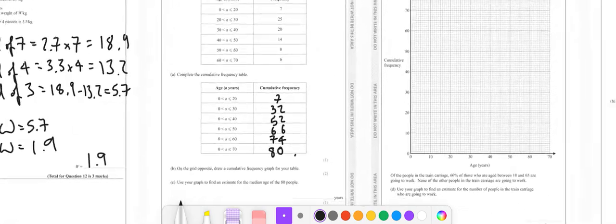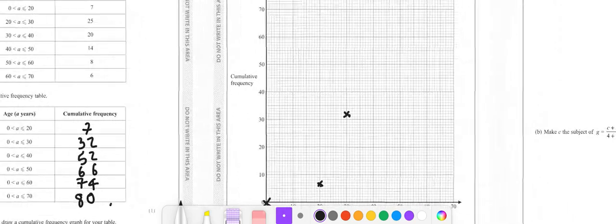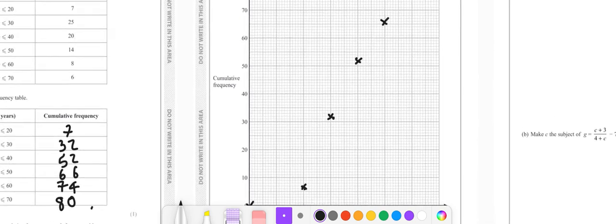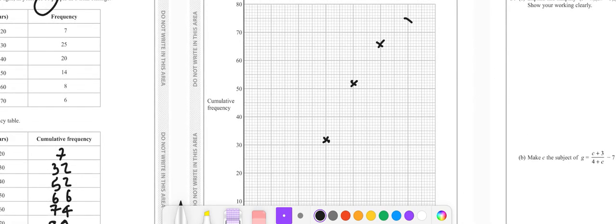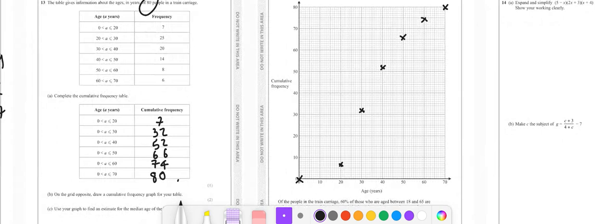We've got to draw a graph and then find the median from the graph. So the key thing is that we plot these at the upper limit. So 0, we've got 0. And then up to 20 we have 7. Up to 30 we have 32. Up to 40 we have 52. Up to 50 we have 66. Up to 60 we have 74. Up to 70 we have 80. And then we either join these with a smooth curve or a dot to dot, but they must go through every point.